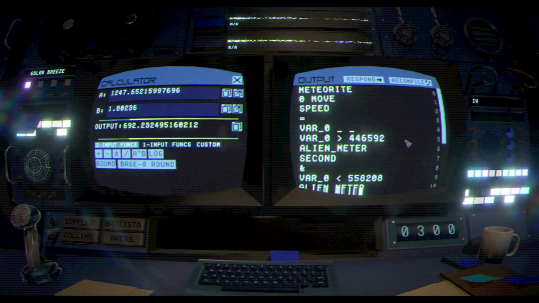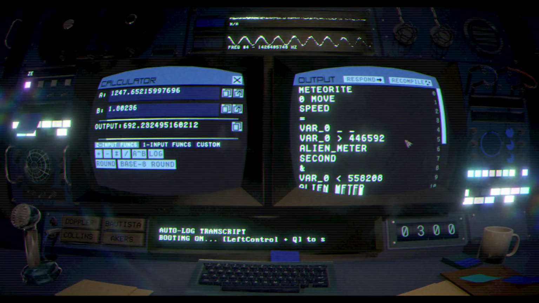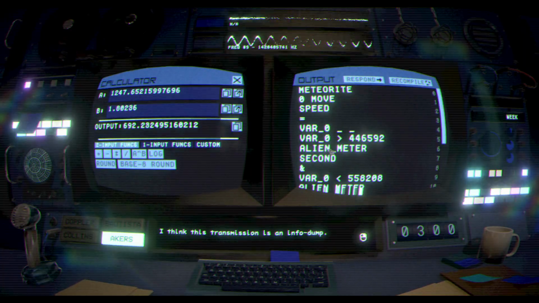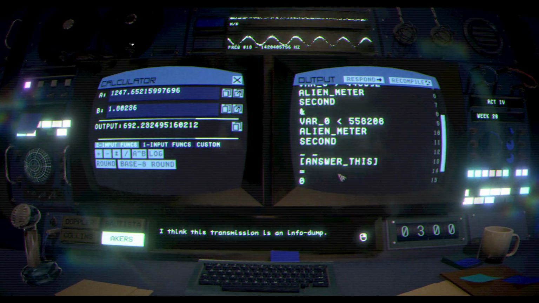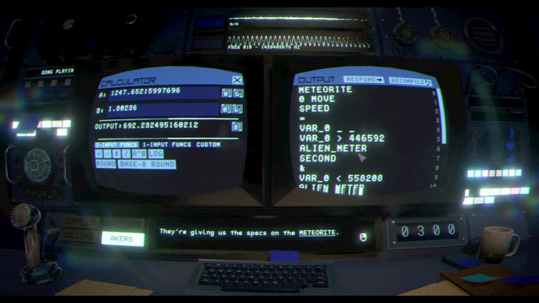Okay, so meteorite moves some speed. I think this transmission is an info dump. They're giving us the specs on the meteorite.